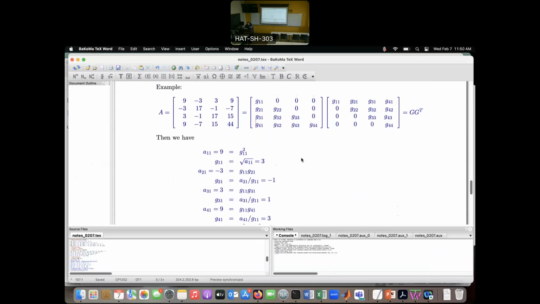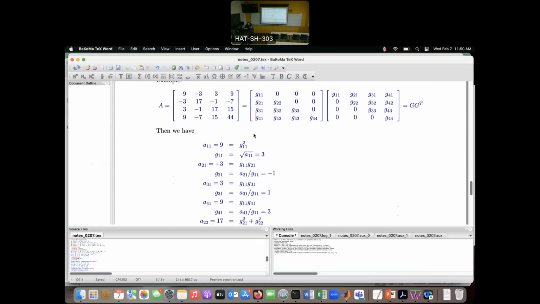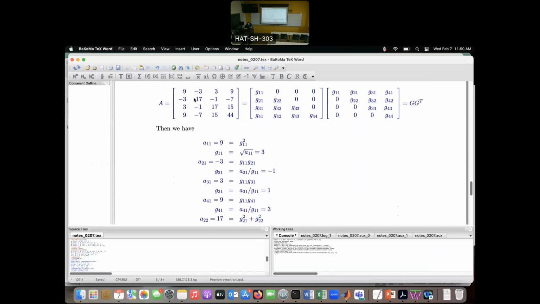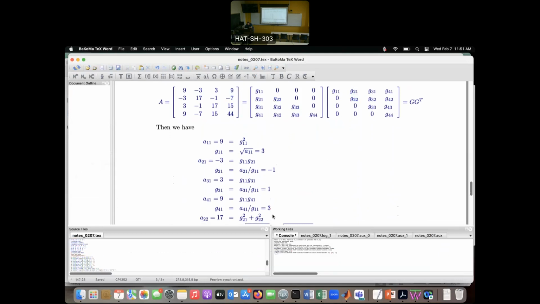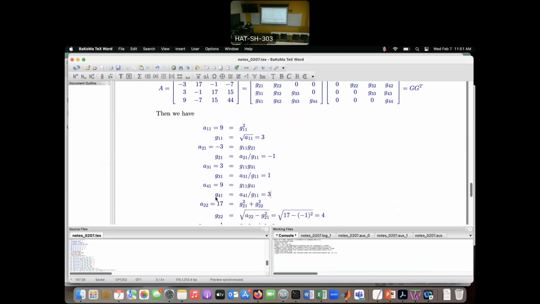Right, things get a little more interesting here. For the 2,2 entry, which is equal to 17, I'm going across the second row and down the second column. So instead of being a square, it's a sum of squares. So I have G21 squared plus G22 squared. That's what always happens in diagonal entries: you get a sum of squares. But G21 is known from the first column. So I can take this equation and solve it for the only unknown, which is G22.